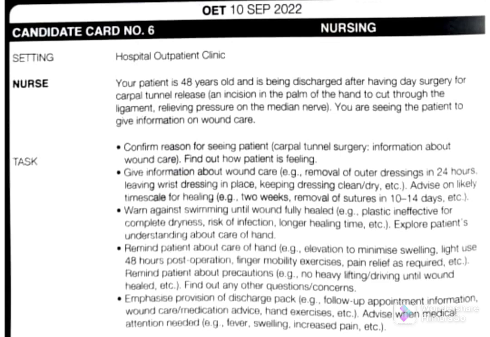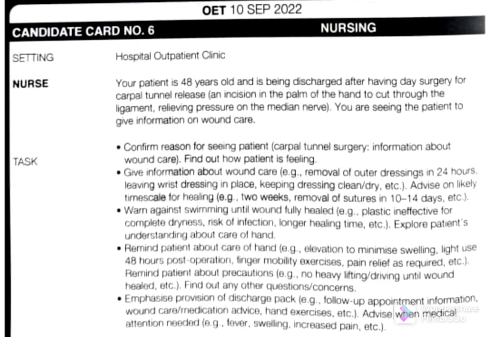You are restricted from heavy lifting and driving until the wound has healed. Either you can say it like that, or you can say that it is vital for you to avoid heavy lifting and driving until complete wound healing. Like that also you can present. Then find out any other questions you can ask. Is it okay for you, or is it clear, John? Do you have any other concerns?